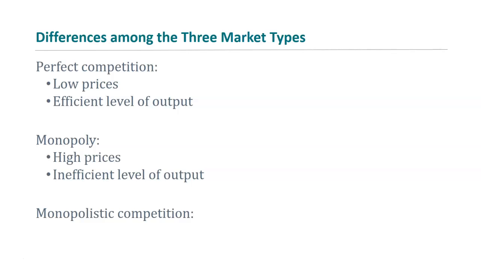So where does monopolistic competition stand in all of this? You can probably guess it's going to be somewhere in between, right? Prices not quite as low as perfect competition, not quite as high as monopoly. Levels of output not quite as low as monopoly, not quite as high as perfect competition. So let's look at how this all shakes out on our graphs.